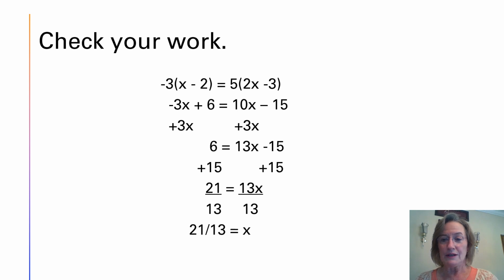Okay, take negative 3 times that first set of parentheses. You have negative 3x plus 6 because that's negative 3 times negative 2. Then you have 10x on this side minus 15. Our smaller x is negative 3x. Did you add 3x to both sides? That is the opposite of negative 3x. That leaves you with 6 equals 13x minus 15. Add 15 to both sides. Divide by 13 and your final answer is the improper fraction 21/13.